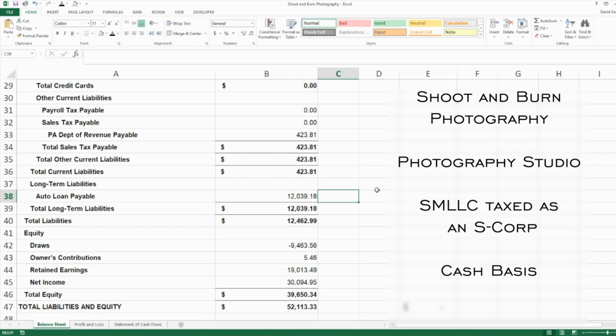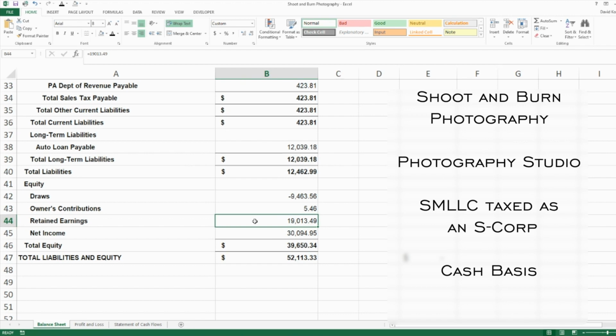And then lastly, we go down to our equity section. So you'll see at the beginning of the year, as of 1/1/21, there was retained earnings in the business of $19,013. Since the beginning of the year, the owner has taken out $9,458 and has generated net income of $30,094. So the total equity in the business, the $30,000 plus the $19,000 of retained earnings, gets you to $49,000.